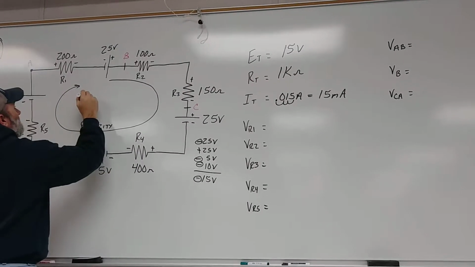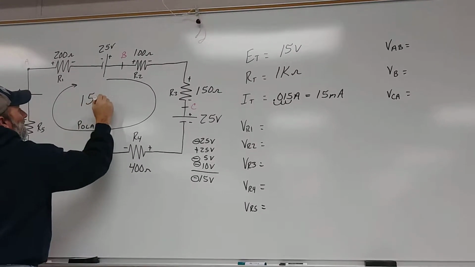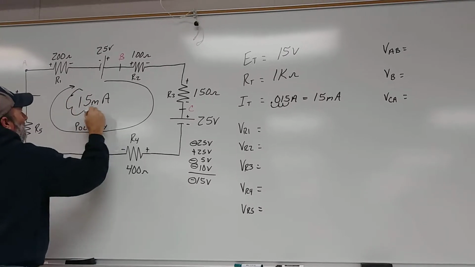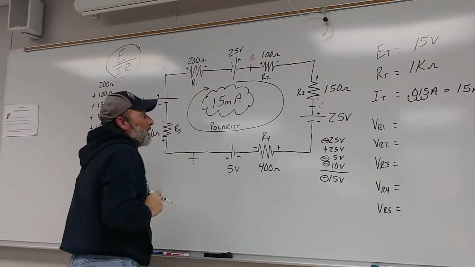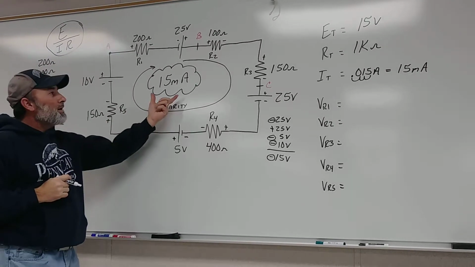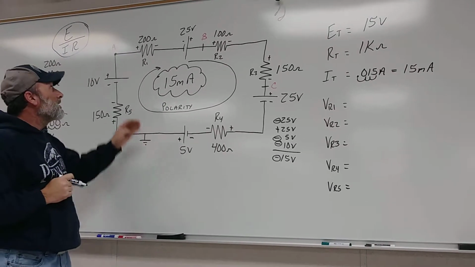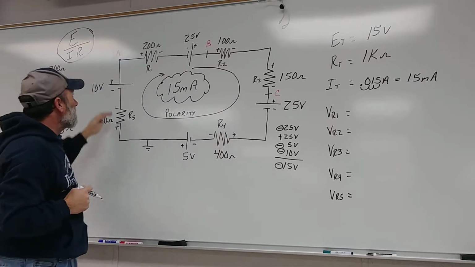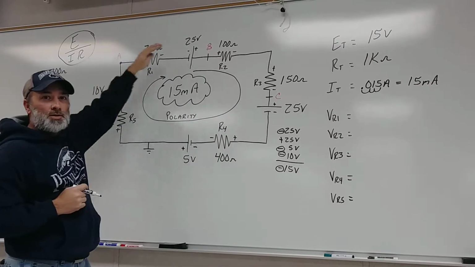Now what I like to do is I'll come over here to my circuit, I'll put 15 milliamps, and I'll put it in a nice little cloud, and that way I know that's my current in the circuit. And it's a series circuit, so what do I know? I know the current is constant. So the current through this whole circuit is 15 milliamps, because it's got nowhere else to go.